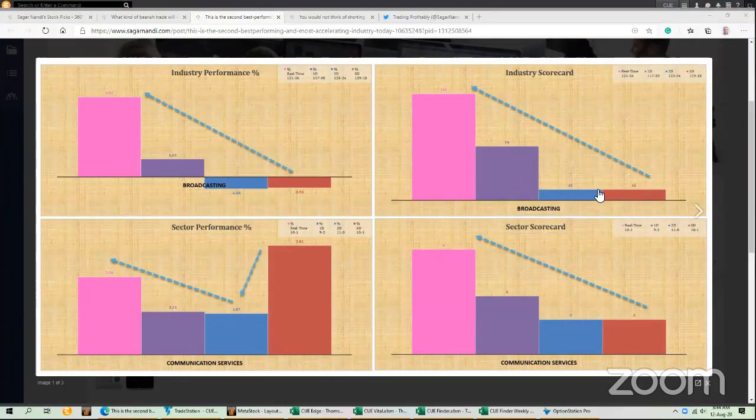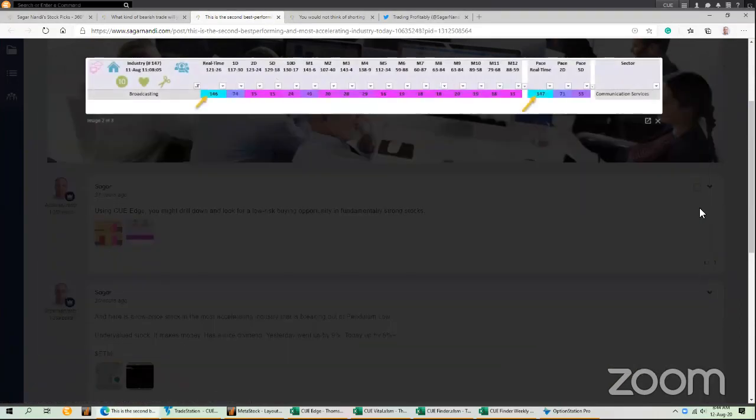So I wanted to look for a shorting opportunity here. I looked at QEdge. The industry broadcasting was second best performer. We have 147 industries in the USA market. And if you looked at the pace column, it was the most accelerating. So that was a very good reason to look for buy setups.